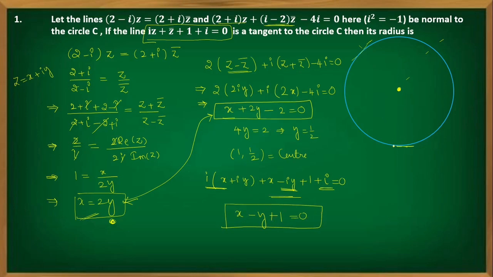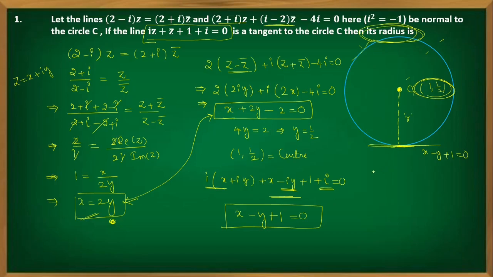Now you know the tangent line: x − y + 1 = 0, and I know the center C. The question is, what is the radius of the circle? The radius is the distance from the center of the circle to the tangent line. If you find the distance from the center of the circle to the tangent line, that gives you the radius r. The center is (1, 1/2). From (1, 1/2), you have to find out the distance to this line.